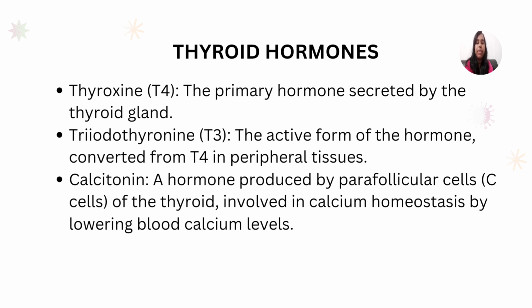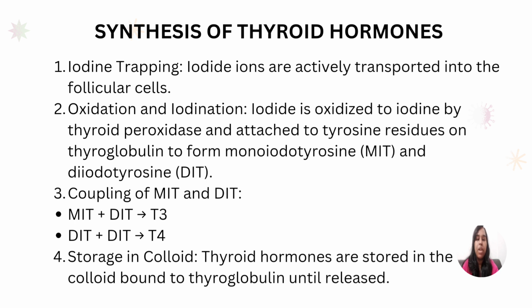Thyroid hormones. It consists of three hormones. The primary hormone secreted by the thyroid gland is known as thyroxine, T4. Triiodothyronine, T3, is the active form of the hormone, converted from T4 in peripheral tissues. Calcitonin, a hormone produced by a parafollicular cell, C cell, of the thyroid, is involved in calcium homeostasis, lowering blood calcium level.